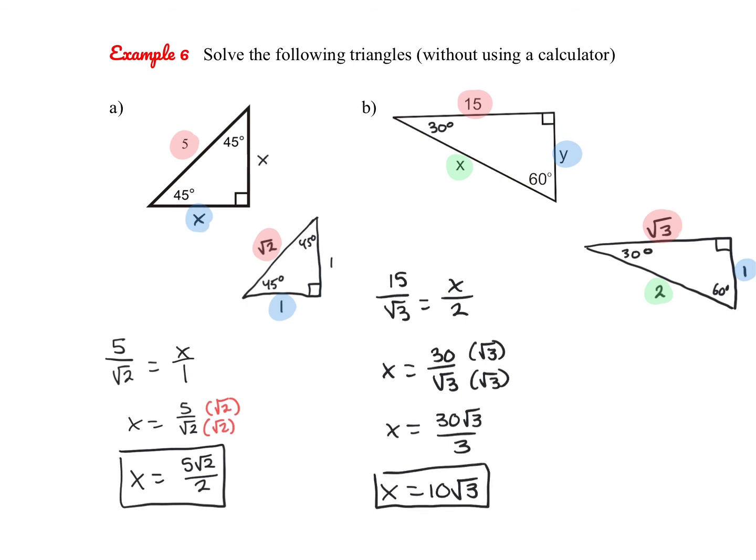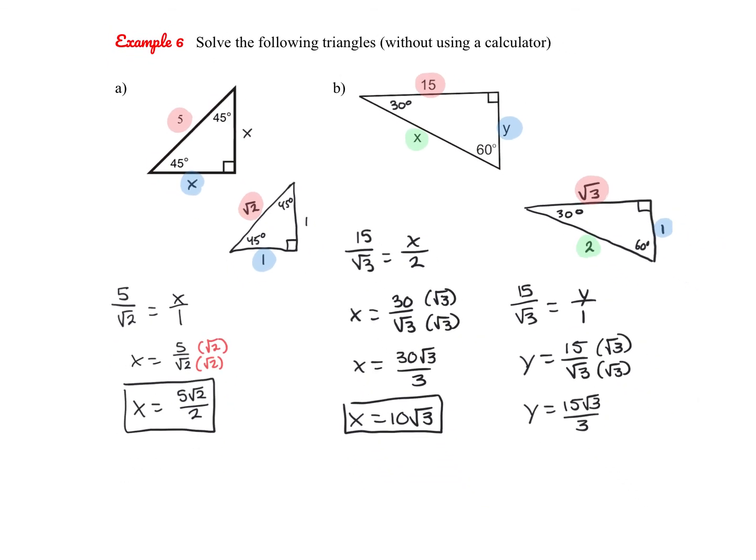Then we're going to do the same thing to solve for y. So I start with our original proportion, 15 over root 3. I would always try to use the information that is given rather than information we found, because what if we made a mistake? So 15 goes with root 3, just like y goes with 1. So y is equal to 15 over root 3. Again, we need to rationalize, and we get 15 root 3 over 3, and this one we can simplify a little bit more. So y equals 5 root 3.